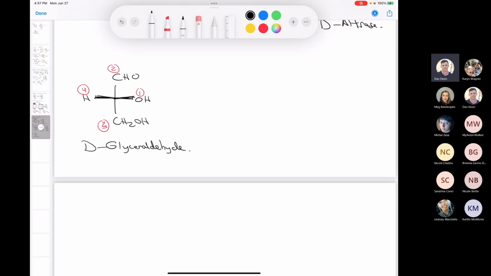Everything that's horizontal is going up. Everything that's vertical is going back into the page. So you go from 1 to 2 to 3, but the hydrogen is coming out towards you. So we're going counterclockwise, which is S, but we reverse it, and it's R. That means this stereocenter is R.